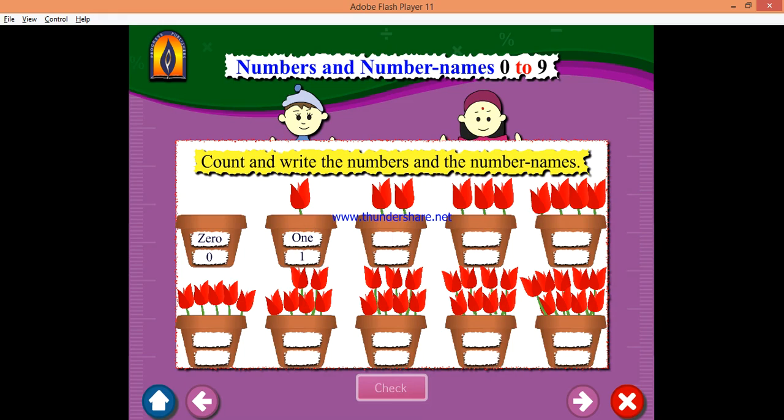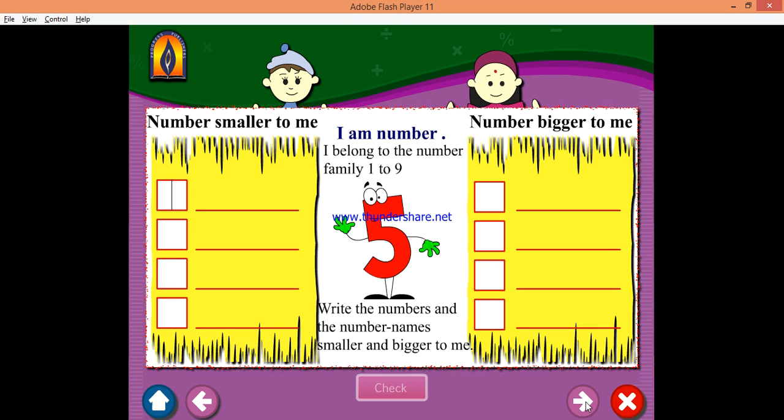Numbers and number names 0 to 9. Count and write the numbers and the number names. I am number 5. I belong to the number family 1 to 9. Write the numbers and the number names.